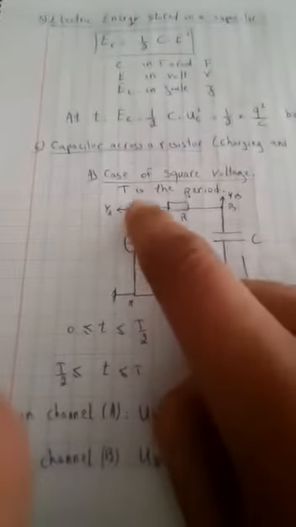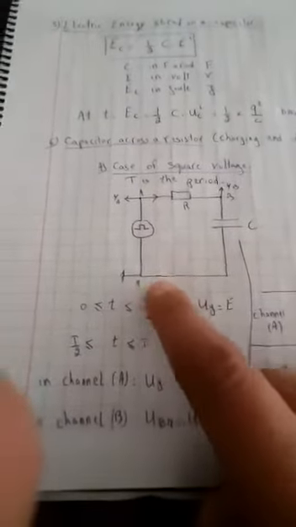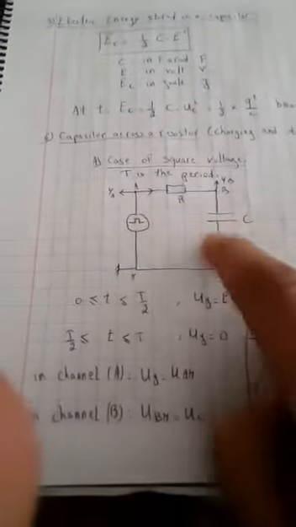In channel A, UG equals UAM. This is the first channel, and the second channel is UBM, from B to M. In channel B, UBM equals UC, the voltage of the capacitor. This is a graph that explains the circuit. In channel A, we have a square voltage. In channel B, we have a voltage that increases then decreases, increases then decreases.